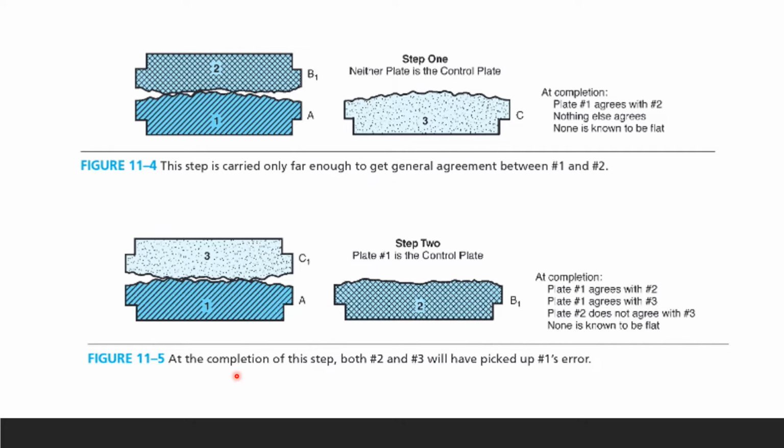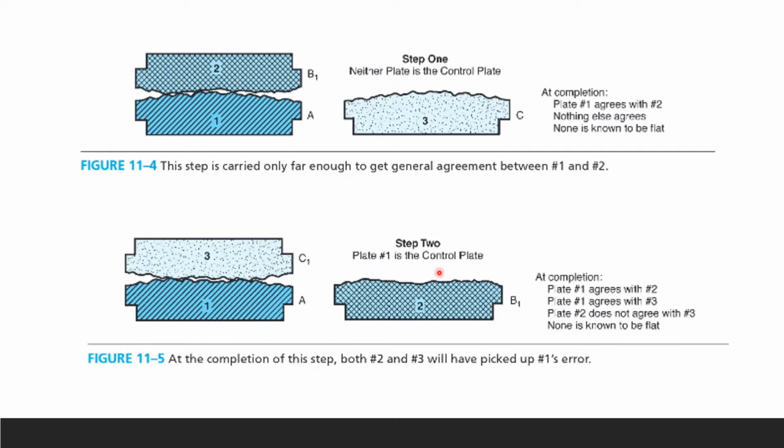the same thing. At the completion of this step, both number 2 and number 3, so this is number 2 and that's number 3 and that's number 1, will have picked up number 1's error. Okay, so we're going to put 3 on top of 1 and then check. We already did 2 on top of 1 and checked the surface. If they agree, then the flatness is kind of good. If they don't agree, then we have to do more, okay, on sliding these two parts.